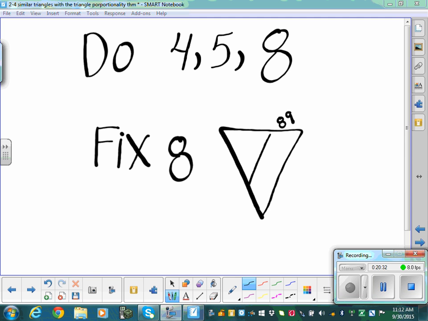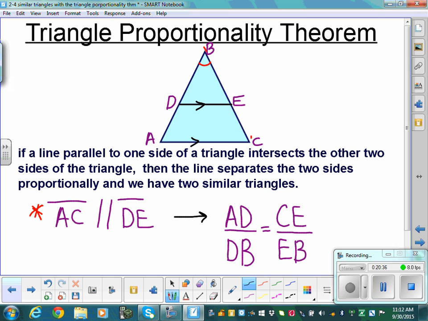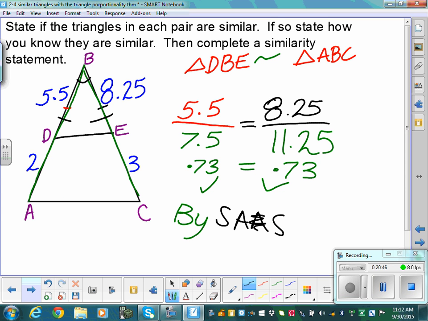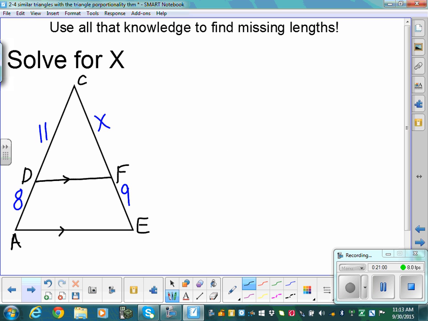Okay, everybody look up here. Let's apply that knowledge in a more advanced way. Remember back to this. We were told if we have these two parallel lines, then these are similar triangles. Now when we got to these problems, we weren't told that they were parallel, so we couldn't assume they were similar. We had to check our ratios. But if we were given that the lines are parallel, we can know they're similar for sure. Does that make sense? Okay, because the triangle proportionality theorem says so.